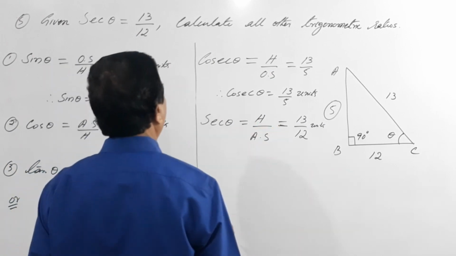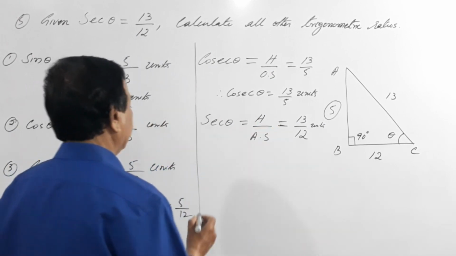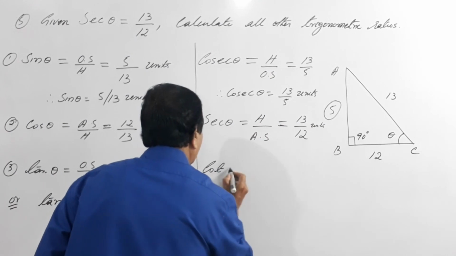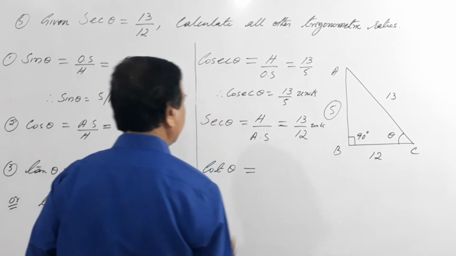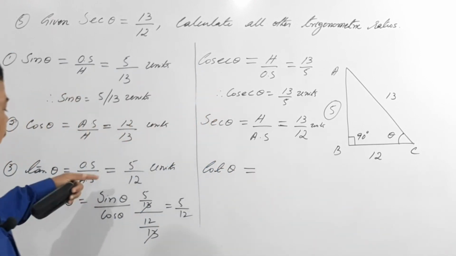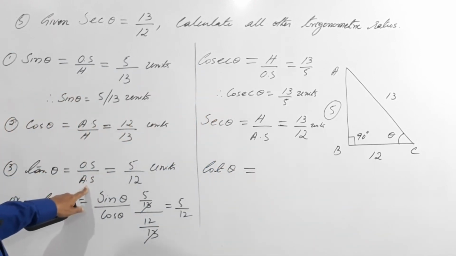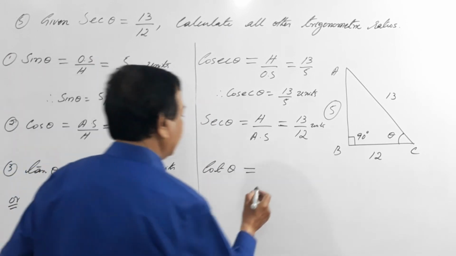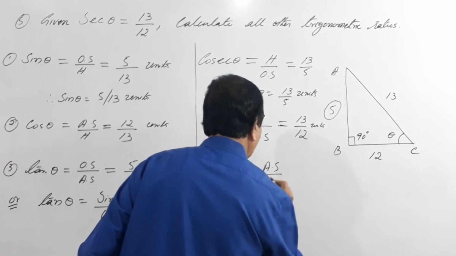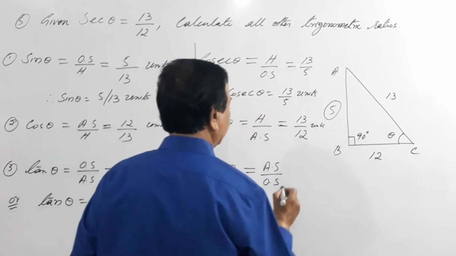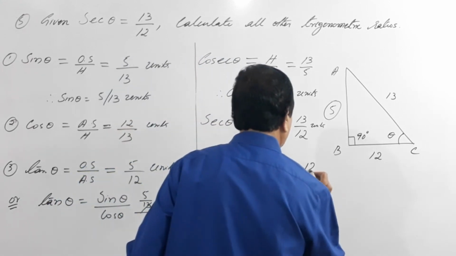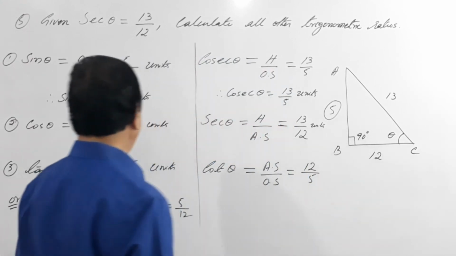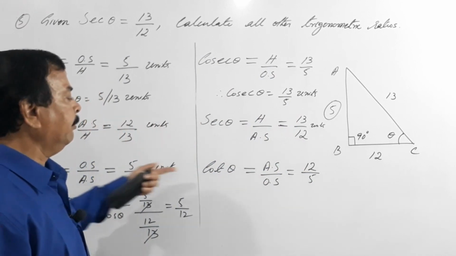Okay. And lastly, the reciprocal of tan theta is cot theta. So what happens to cot theta? For the reciprocal, reverse it. Denominator will become numerator, numerator will become denominator. So adjacent side by opposite side. This is 12 by 5. Here tan is 5 by 12, but here cot becomes 12 by 5.